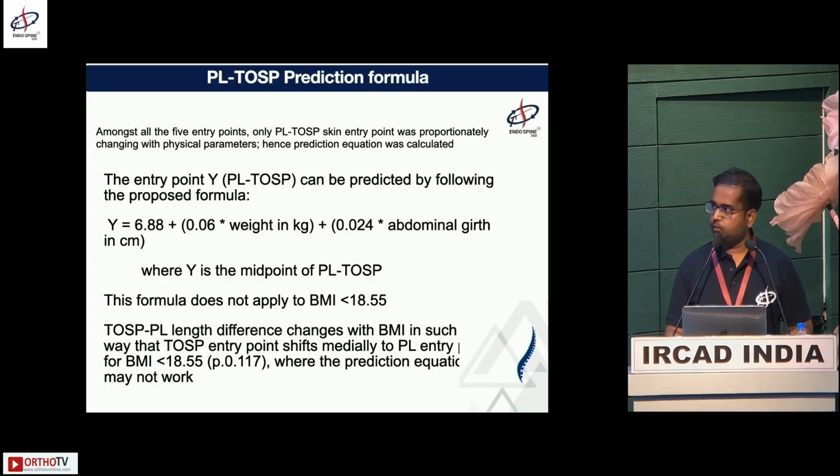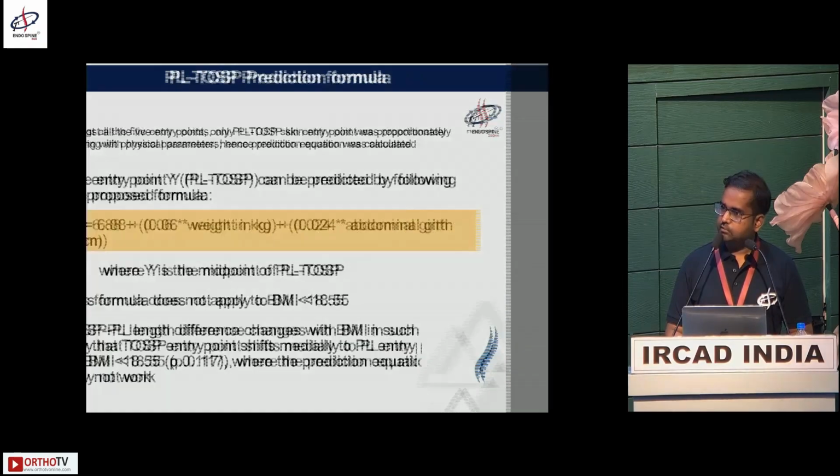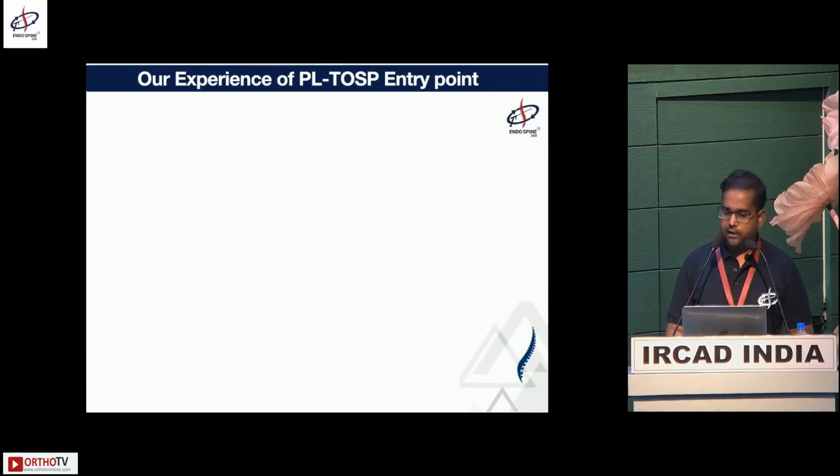So this was the formula determined: y is equal to 6.88 plus 0.06 into weight plus 0.024 into abdominal girth in centimeters, where y is the PL-TOSP, the midpoint of PL and TOSP. The only exception was that it was not applicable for BMI less than 18.5, that is, very thin patients. So this was the prediction formula that was determined, and then it was validated as well.